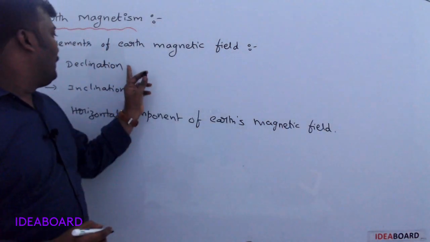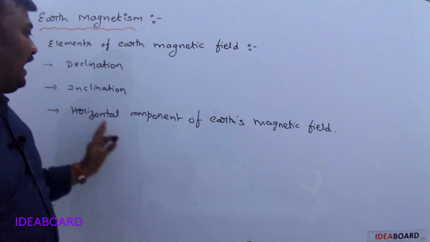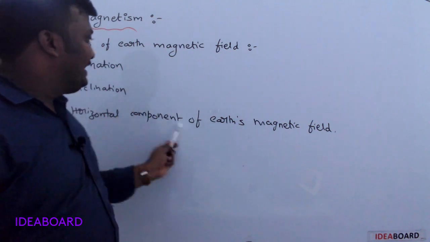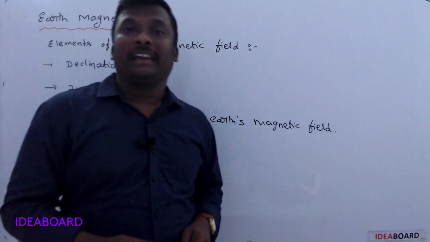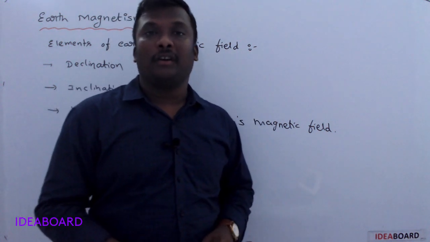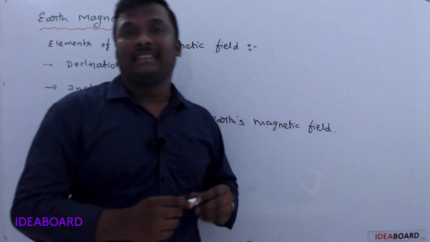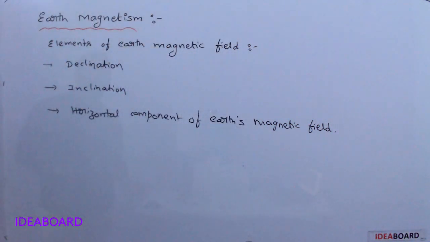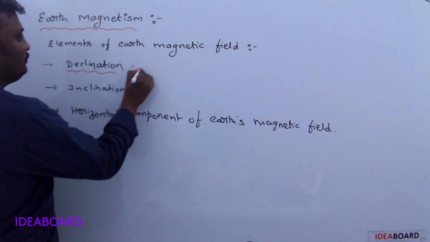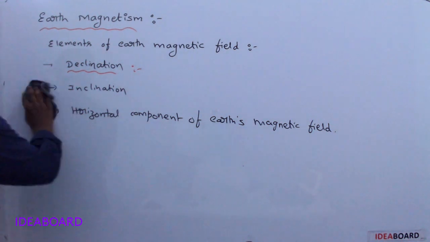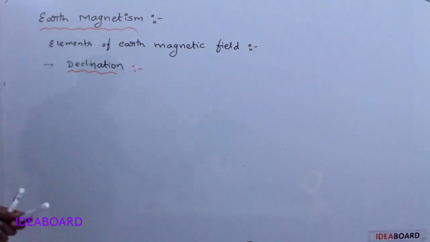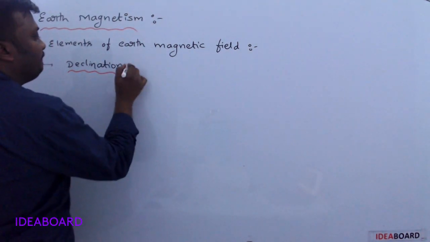Okay, what is the first one? Declination, inclination, and horizontal component of Earth's magnetic field. If you know all these three elements, we can specify the total magnetic field induction at any point on the surface of Earth. Clear? Let us discuss them individually. First of all, we would like to know what is declination. It is indicated by the symbol D.